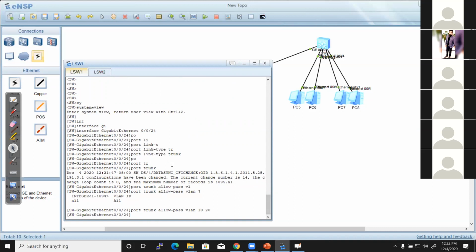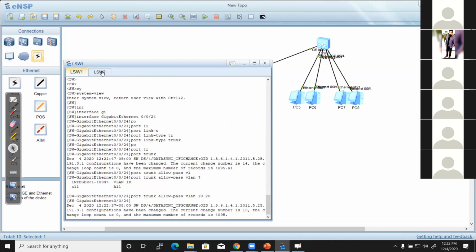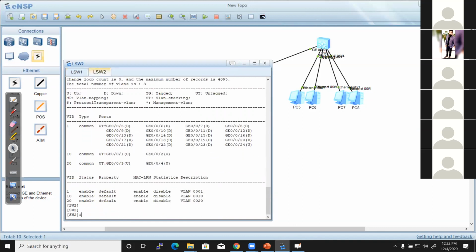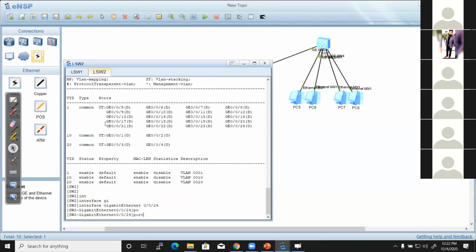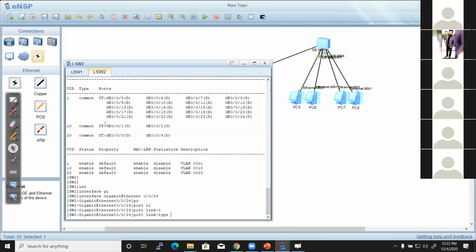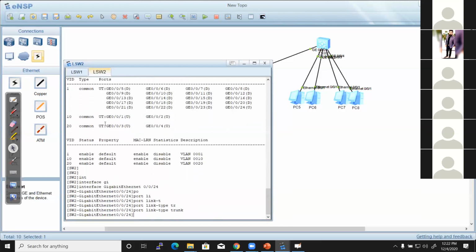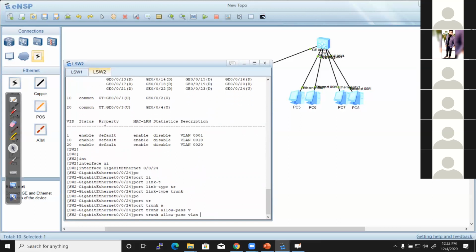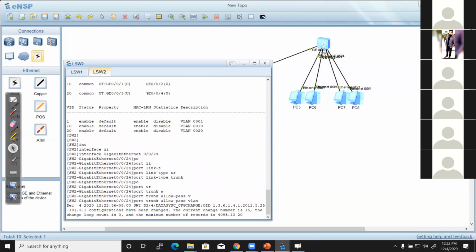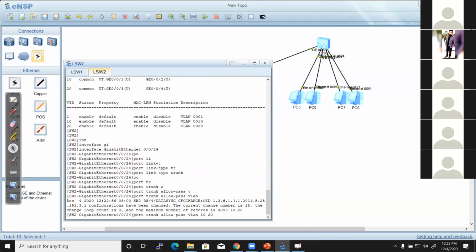And the same configurations you need to do on the other switch. So you will jump into the same interface because we have the same interfaces at both sides. What you need to say is port link-type trunk because this is non-edge, and then port trunk allow-pass vlan 10 and 20.